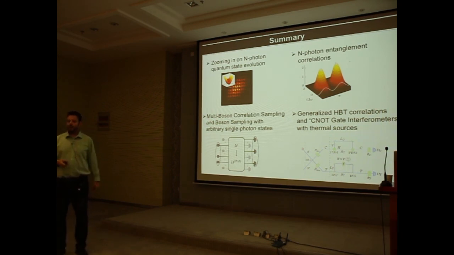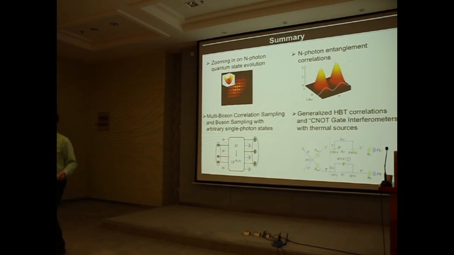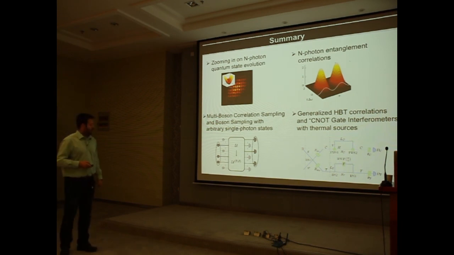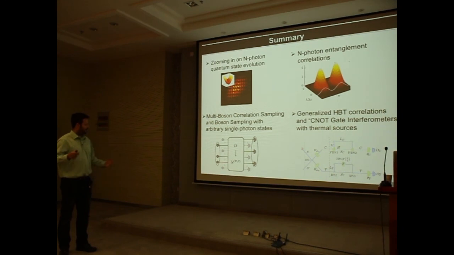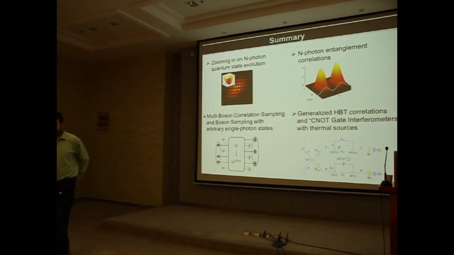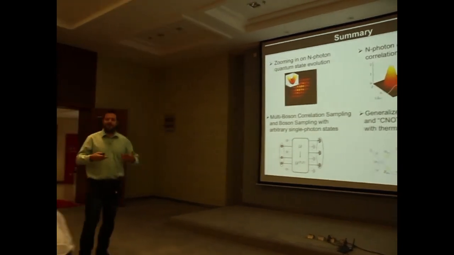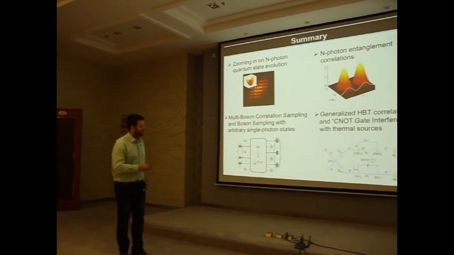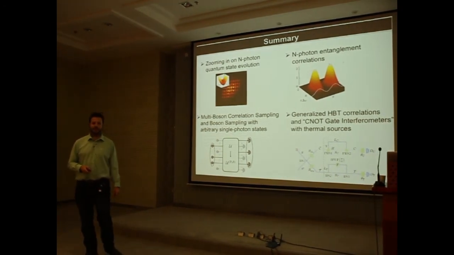We show how, if Aaronson and Arkhipov are right in their conjecture, this is complicated also for photons that are not completely indistinguishable. And we compare with the boson sampling problem for photons of arbitrary single photon states. And finally, I show also how we can get generalized Hanbury Brown and Twiss correlation. And we can use thermal light through correlation measurement to simulate a CNOT interferometer.